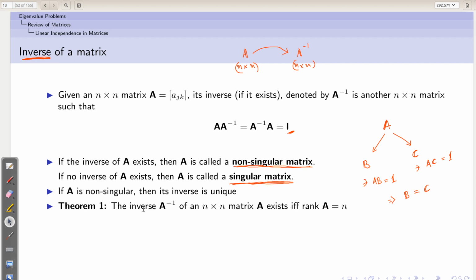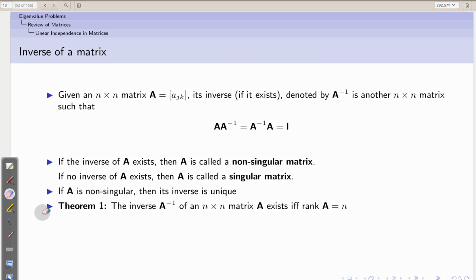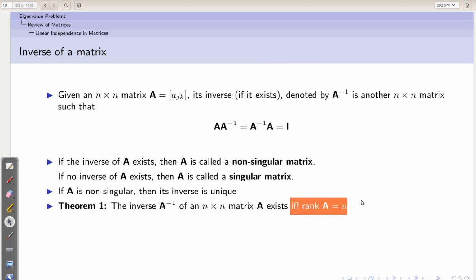So now there is a theorem. The inverse of an n cross n matrix exists if and only if the rank of that matrix is n. If I have an n cross n matrix and its rank is equal to n, what do we mean by that? That means all the rows or all the columns are linearly independent.